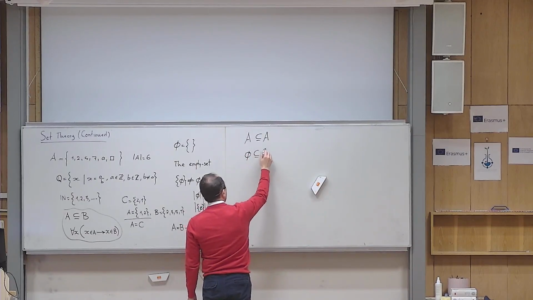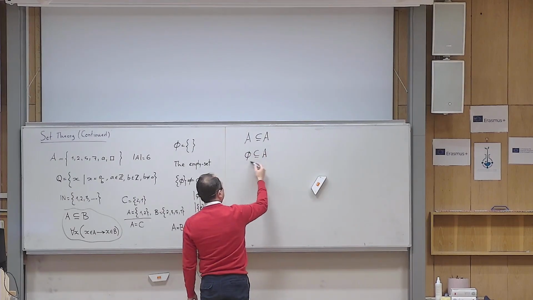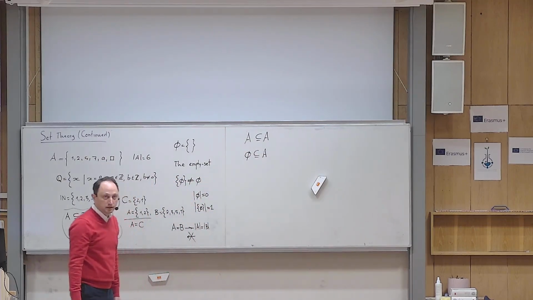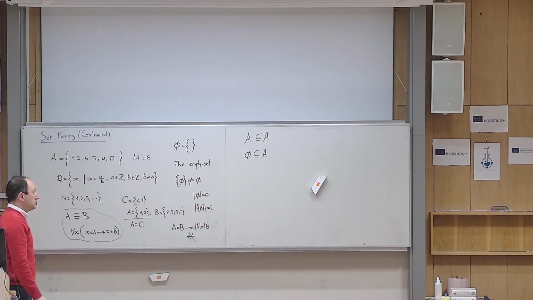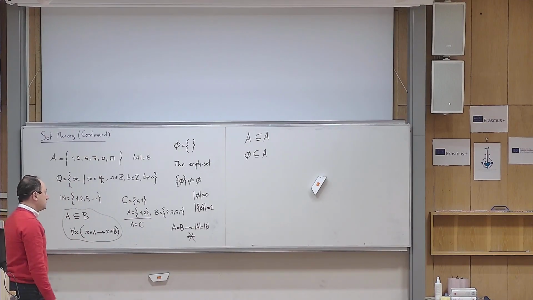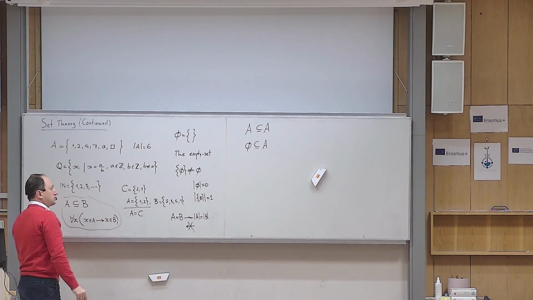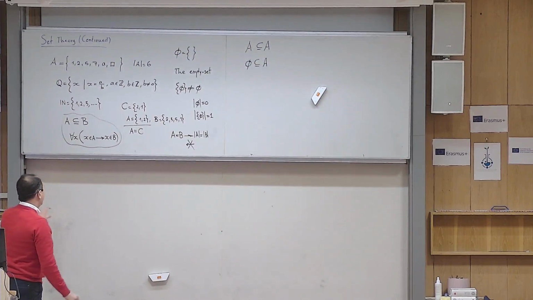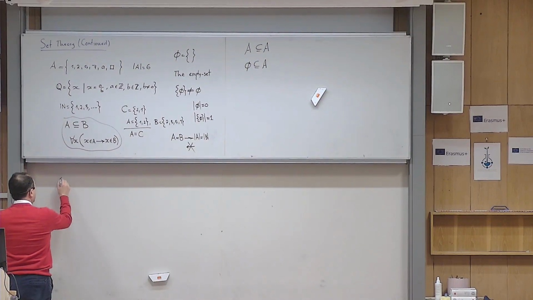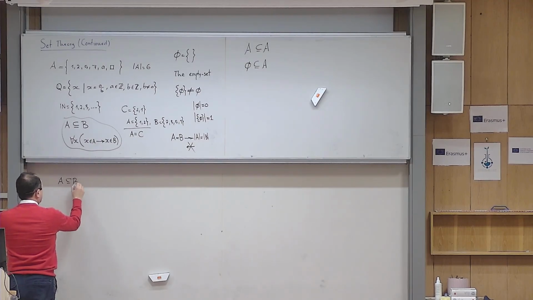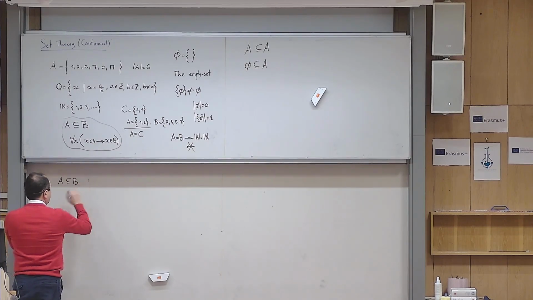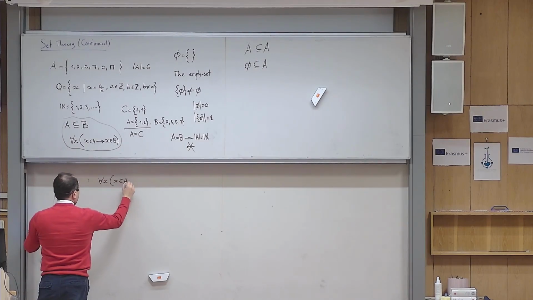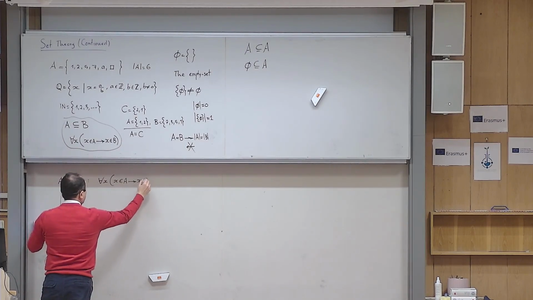But do you remember, if I want to read this in words, I would say that the empty set is a subset of every set. Okay? But do you remember why that was true? In order to understand why that was true, we said that this is vacuously true. What do we mean by that? We say that when you say A is a subset of B, this means: for all x, if x belongs to A, then x belongs to B.